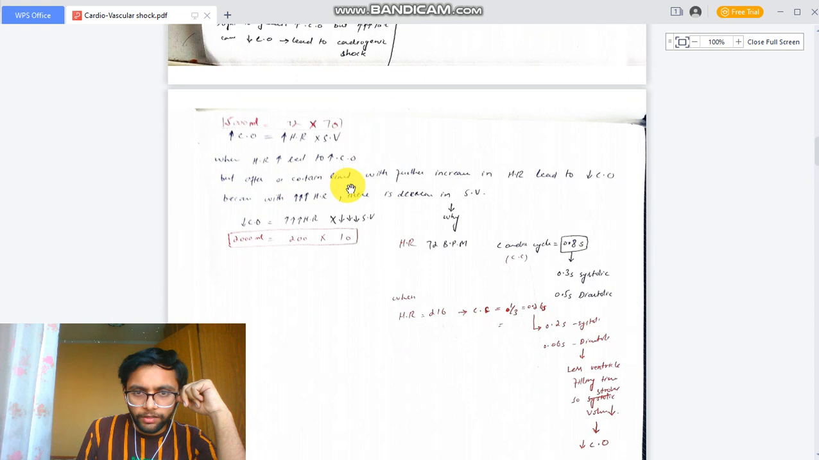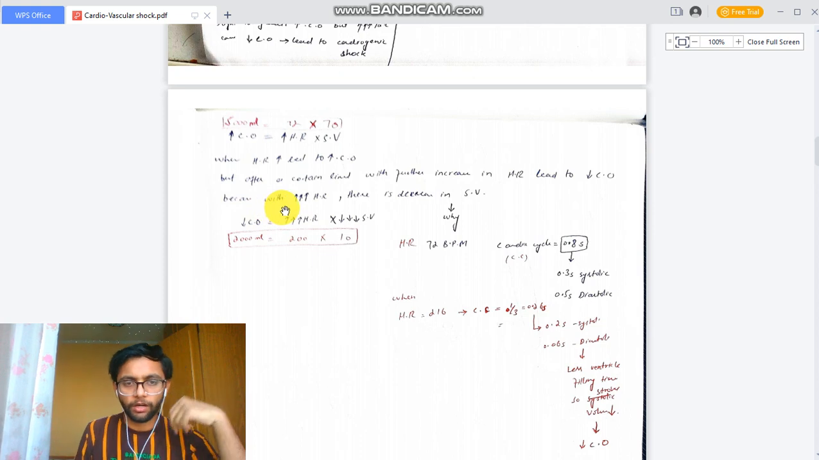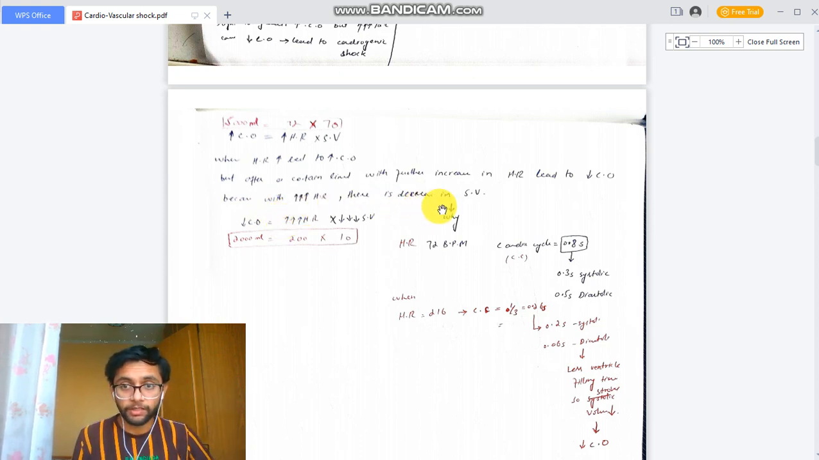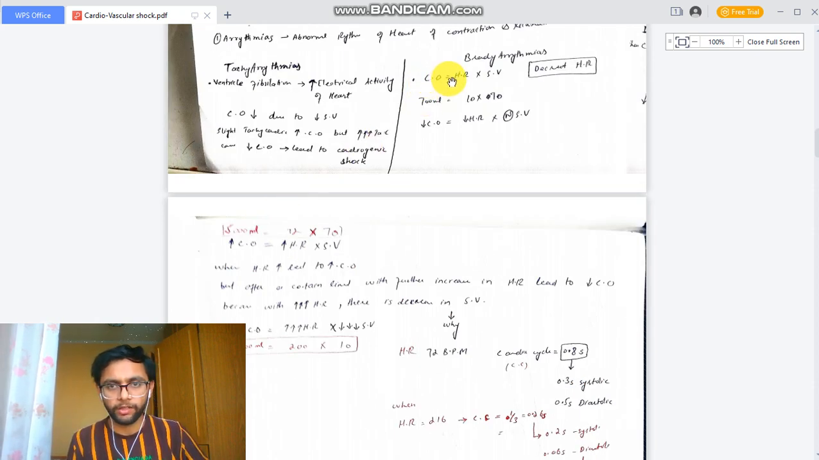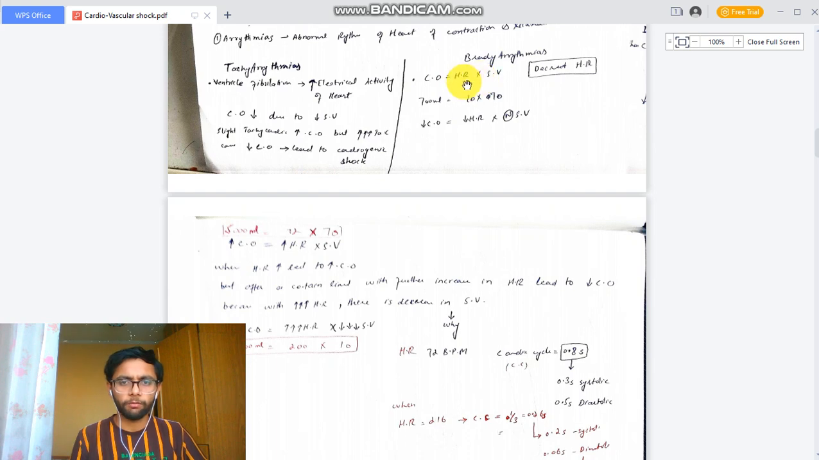But after a certain limit, a further increase in heart rate leads to a decrease in cardiac output, because with the increase in heart rate there is a decrease in stroke volume, as I explained earlier. When the heart contracts very rapidly, stroke volume decreases, which leads to decreased cardiac output. Simply understand this formula: cardiac output is equal to heart rate into stroke volume. If one of them decreases, cardiac output decreases. In bradycardia, the heart rate decreases. In tachycardia, the stroke volume decreases. Both lead to decreased cardiac output and cardiogenic shock.